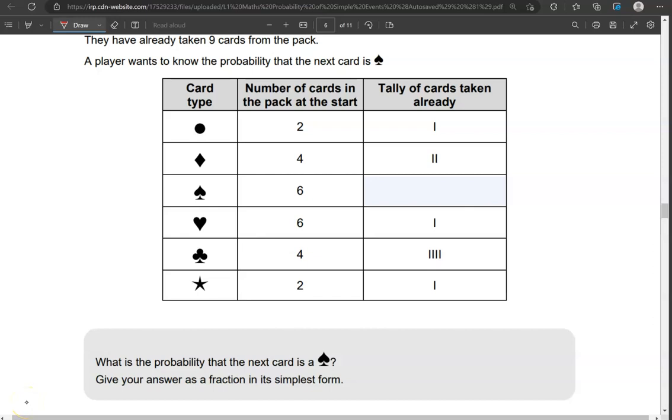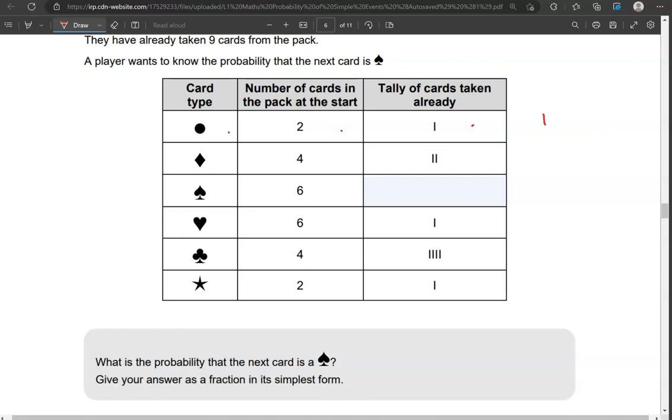So in the table we have 3 columns: card type, number of cards in the pack at the start, and tally of cards taken already. So we have this type, like a black circle. Number of cards in the pack at the start was 2, and 1 of them was already taken, so there is 1 left.